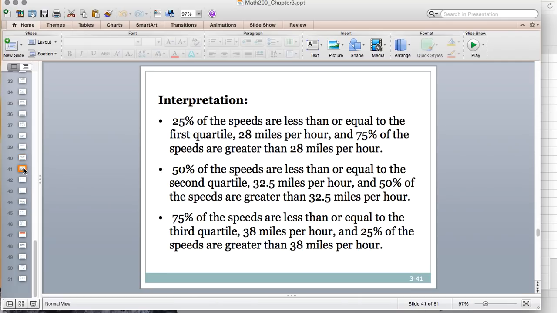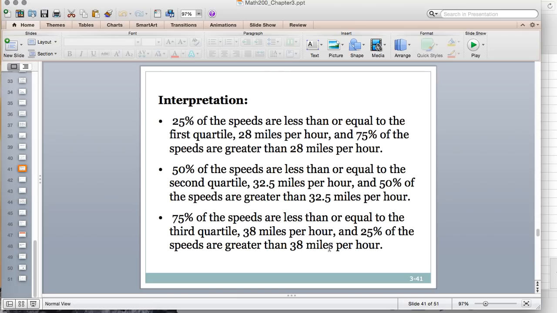So if we wanted to interpret these, what we would say is that 25% of the speeds are less than or equal to the first quartile, which was 28 miles per hour, and 75% of the speeds are greater than 28 miles per hour. Now we could also interpret the 50% below and 50% above by looking at the median, or the second quartile. So we'd say that 50% of speeds are less than 32.5 miles per hour and 50% of speeds are greater than 32.5 miles per hour.